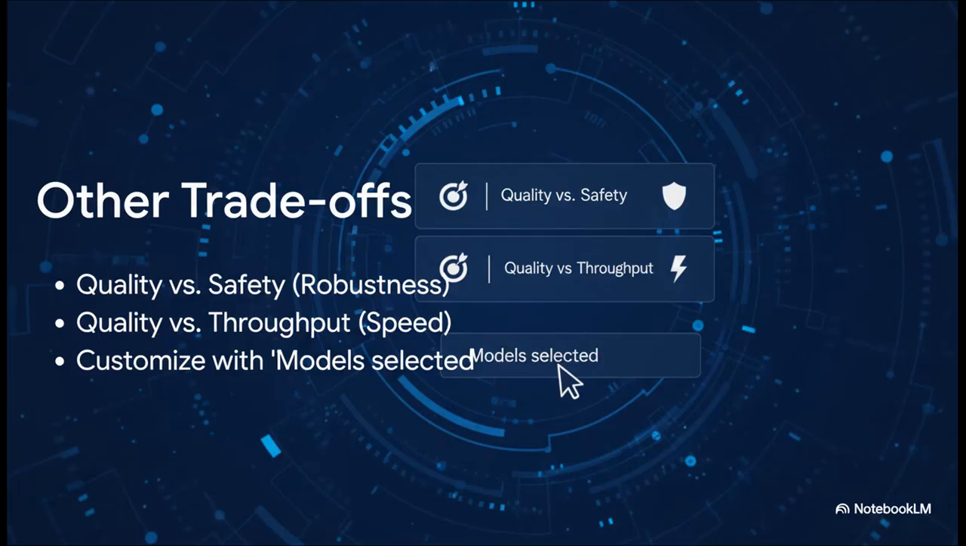The charts let you pivot and look at other really critical trade-offs. You can switch to quality versus safety, which is a huge deal if your app just can't have any weird or unpredictable outputs. Then there's quality versus throughput, which is just a fancy word for speed. This one is absolutely non-negotiable for any kind of real-time app, where even a tiny bit of lag can ruin the whole experience. And the best part is, you can filter these charts and use the Model Selected dropdown to only show the ones you're seriously considering.